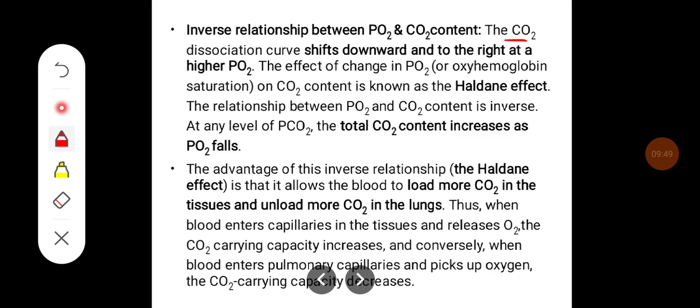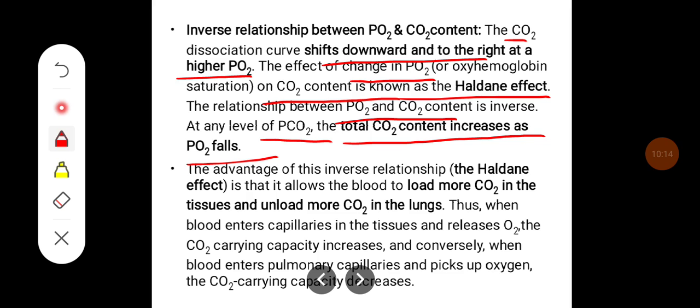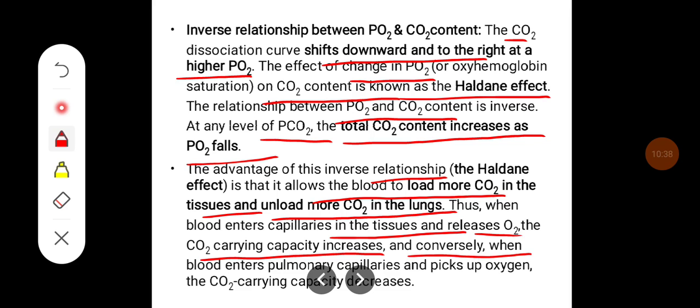The carbon dioxide dissociation curve shifts downward and to the right at a higher PO2. The effect of change in PO2 on carbon dioxide content is known as Haldane's effect. The relationship between PO2 and carbon dioxide content is inverse. At any level of PCO2, the total carbon dioxide content increases as PO2 falls. The advantage of this inverse relationship, that is the Haldane's effect, is that it allows the blood to load more carbon dioxide in the tissues and unload more carbon dioxide in the lungs. Thus, when blood enters capillaries in the tissues and releases oxygen, the carbon dioxide carrying capacity increases, and conversely, when blood enters pulmonary capillaries and picks up oxygen, the carbon dioxide carrying capacity decreases.